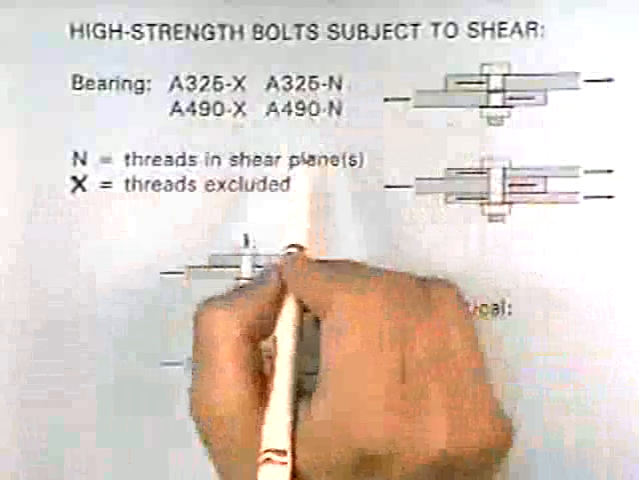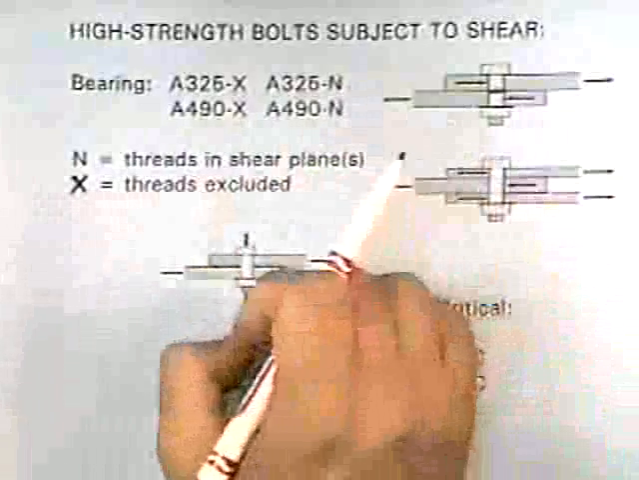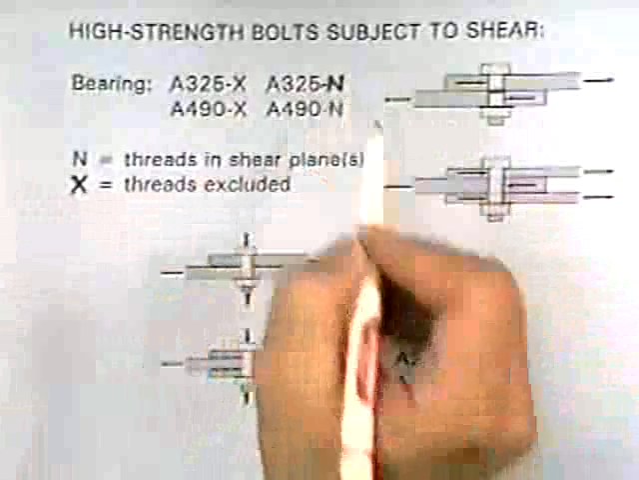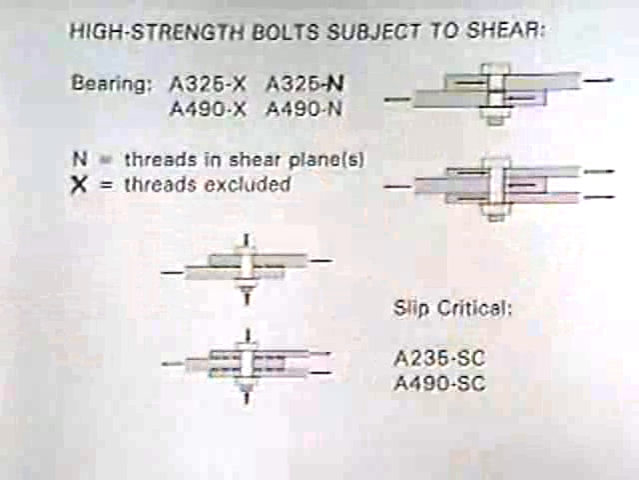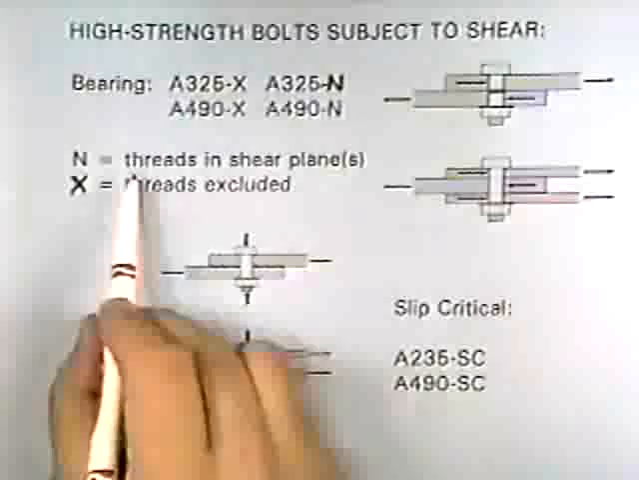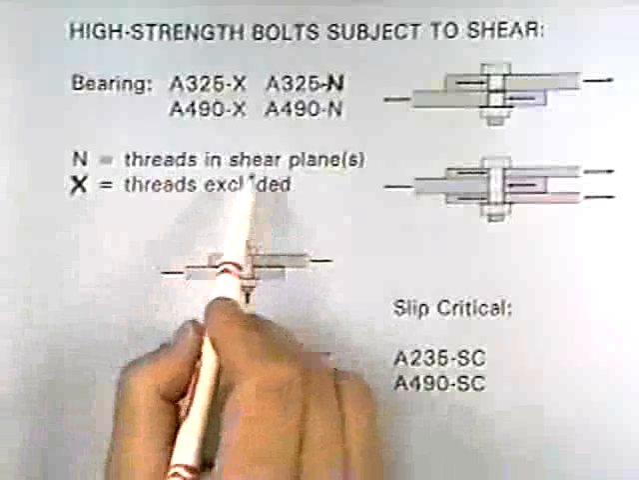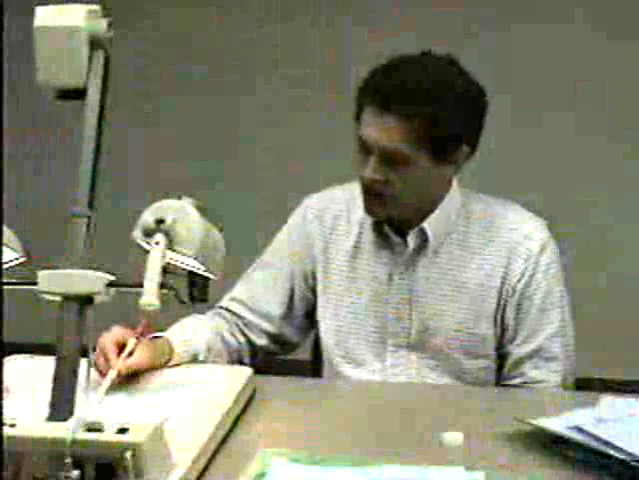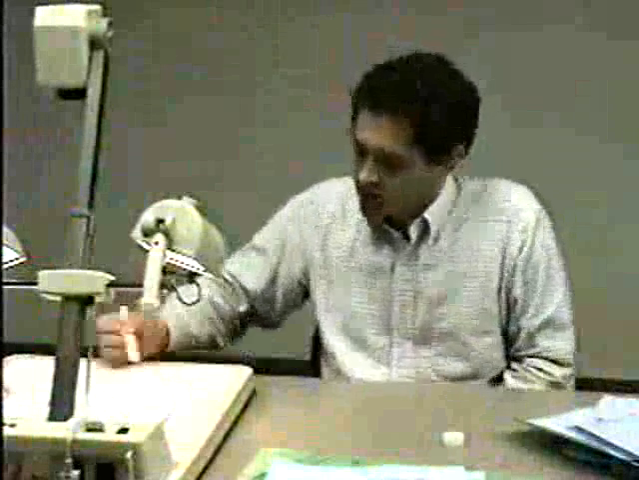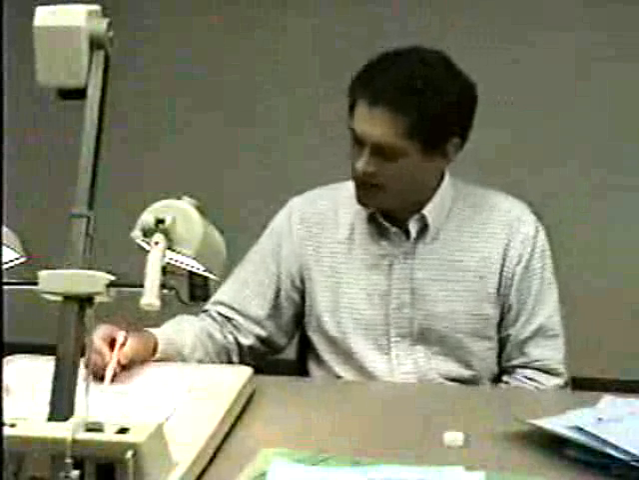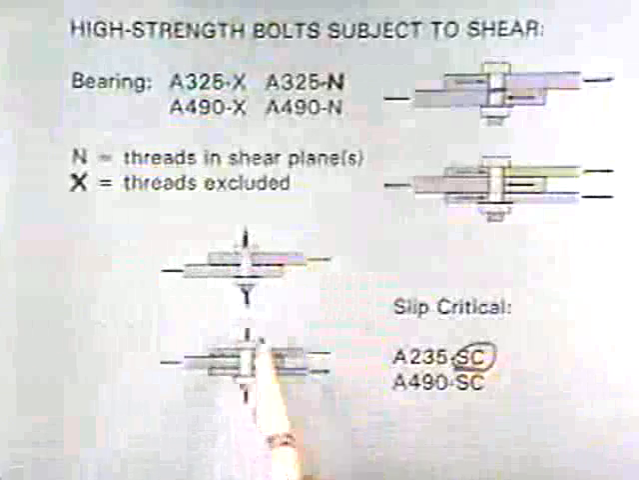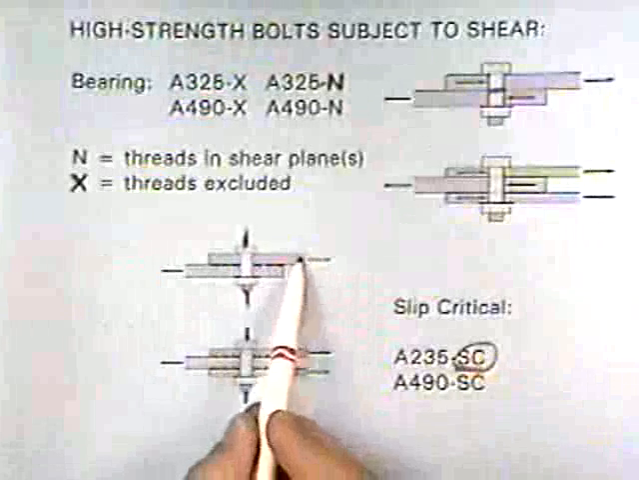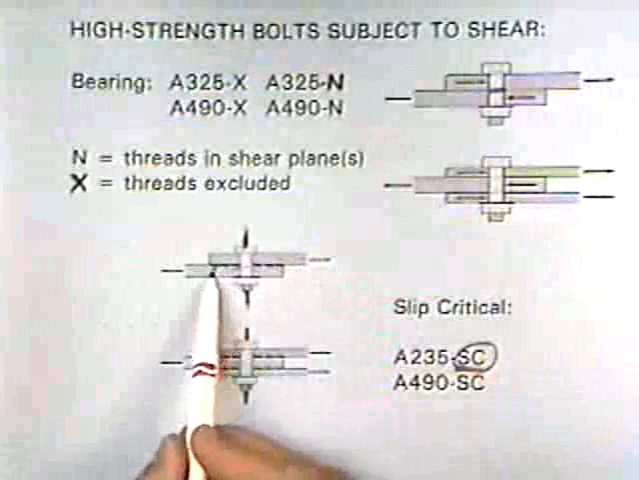If the threads happen to be in the shear plane, well, then we have to use a net area, and it's designated as N. In the actual calculation, we don't actually calculate the strength based on the net area. The allowable shear strength that we're allowed is reduced accordingly. And actually, we don't even do the calculation. We just pick all the values out of tables. In slip critical, it's designated by the SC designation.